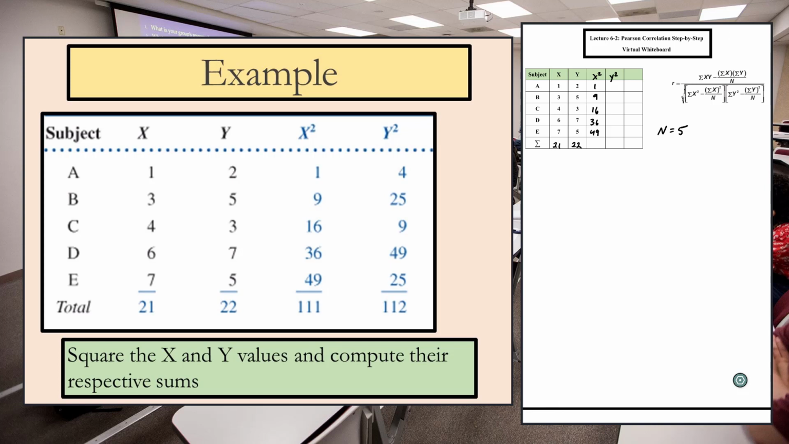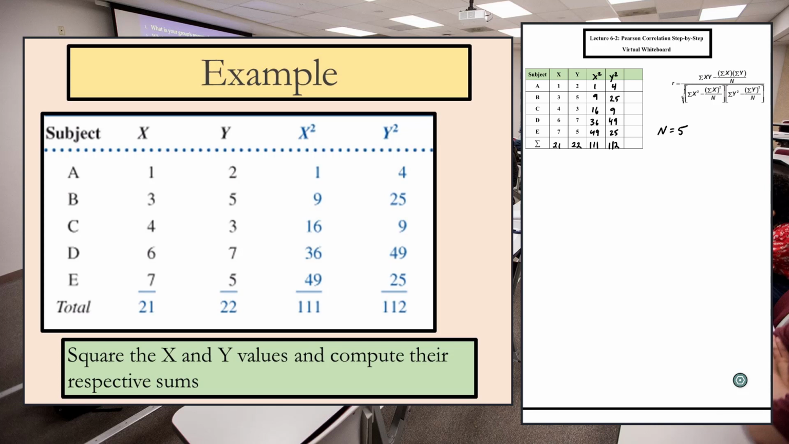Okay, y squared: 2 squared is 4, 5 squared is 25, 3 squared is 9, 7 squared is 49, and 5 squared is 25. When we sum them up, we're going to get 111 for x squared and 112 for y squared.